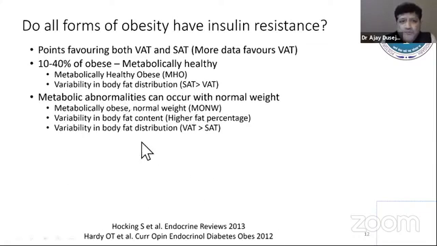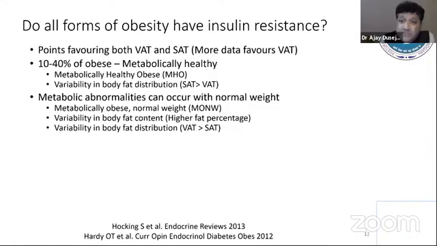Also, we know that metabolic abnormalities, including fatty liver disease, can happen in normal body weight. So these are known as metabolically obese but normal weight individuals. Again, the reasoning behind this is that this is dependent on overall body fat percentage, but also on the kind of body fat distribution.